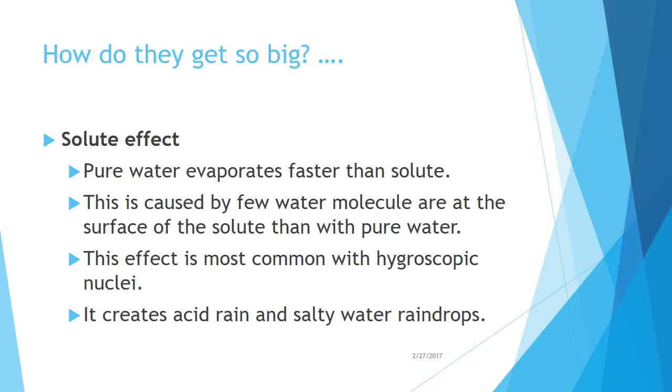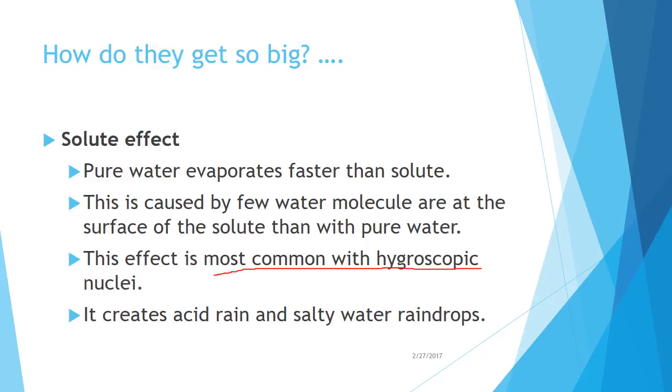So now we're going to talk about the solute effect. Basically, if water dissolves a material, say like sodium chloride or salt, you get sodium ions and chlorine ions in the water. Now, when this happens, some of these ions go to the outer surface of the water droplet, so that means there's less chance for a water molecule to be on the surface, and so fewer water molecules will leave the surface. So this causes pure water to evaporate faster than something that has a solute in it or something dissolved in it.